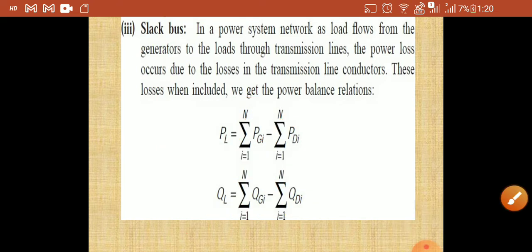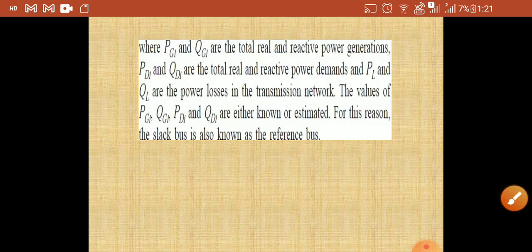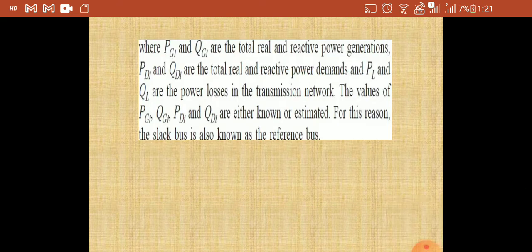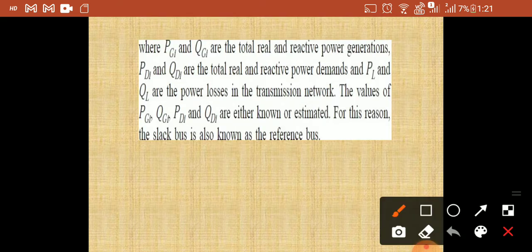In a power system, power flows from the generator to the load through the transmission line. The power loss occurs due to losses in the transmission line conductors. These losses can be included by using the power balance equation. Here P_i and Q_i are the total real and reactive power generations, P_Di and Q_Di are the real and reactive power demands, and P_L and Q_L are the power losses in the transmission network.